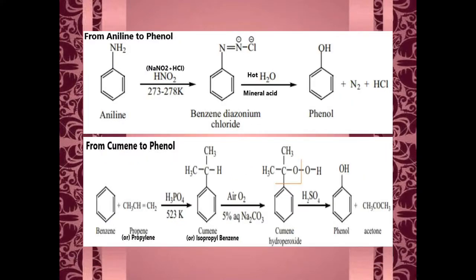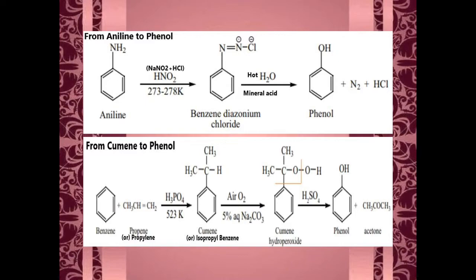The next preparation, from aniline to phenol. The aniline formula is benzene attached with NH2. It is reacted with nitrous acid. Nitrous acid we get from the reaction between sodium nitrite plus HCl. This reaction is carried out at 273 Kelvin to 278 Kelvin. Now we get benzene diazonium chloride as an intermediate.